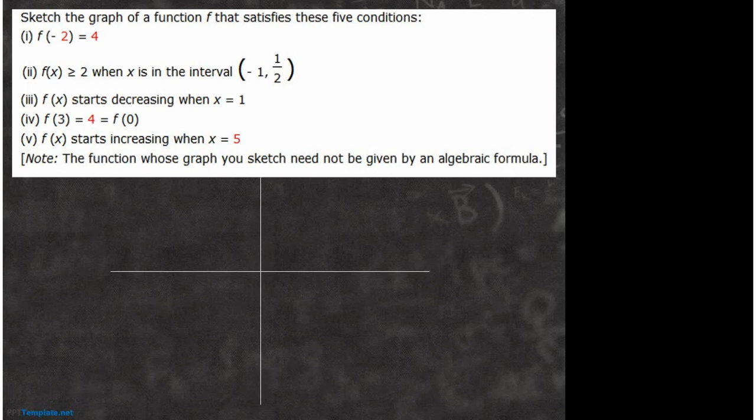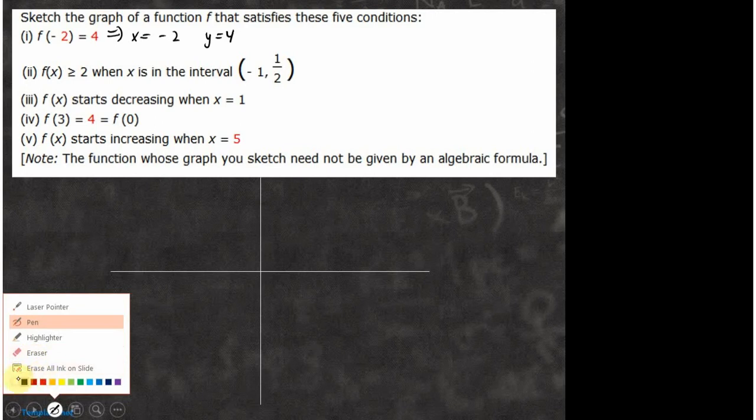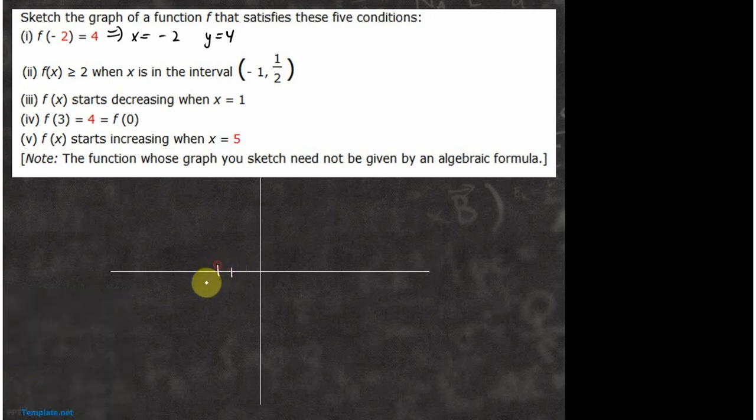So first they tell you at x equals -2, that's this first piece of information, y is equal to 4. So you go x equals -2 and put a 4 there. So let's check.